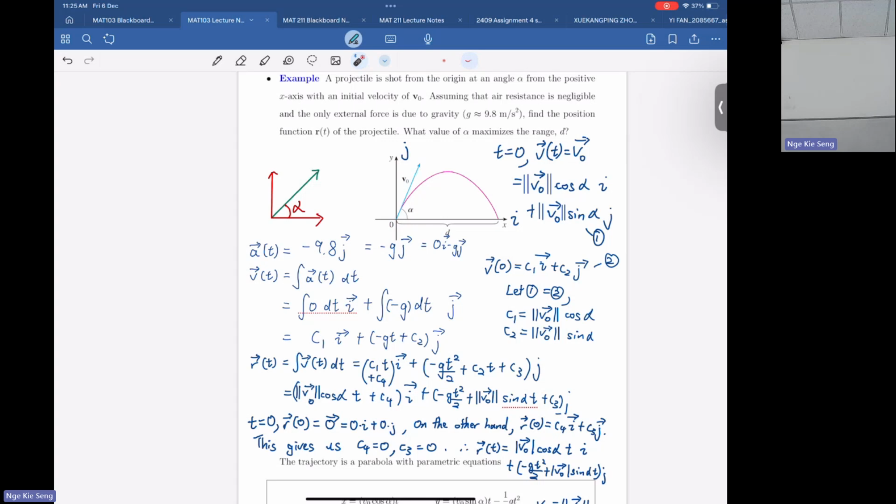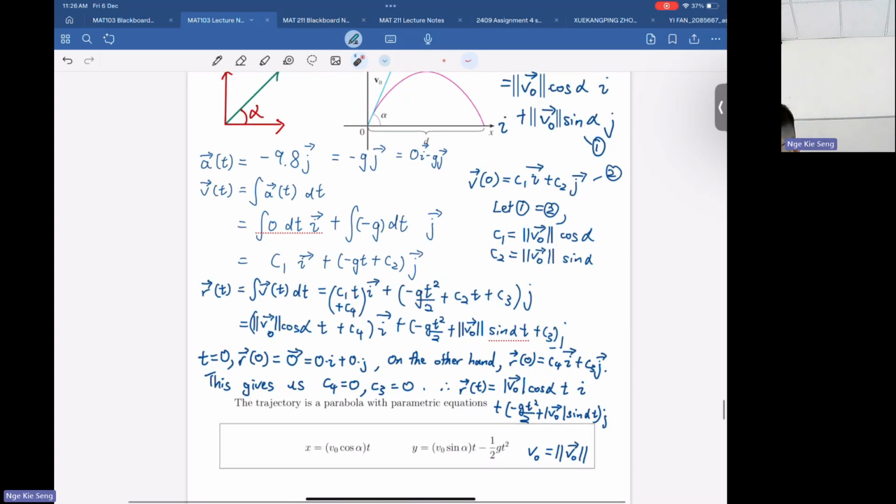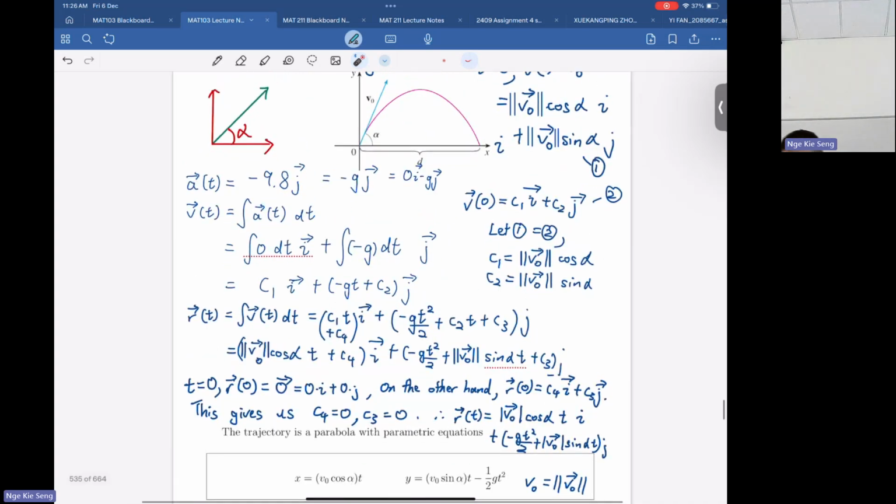So what's the boundary condition here? You start where? t equals 0 at (0, 0). So you check whether this vector function really gives you that point or not. Then you determine what your coefficients are. In the end, you will get this answer: x equals v0 cos alpha t, y equals v0 sin alpha t minus half g t squared.